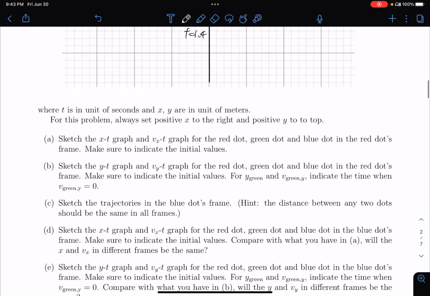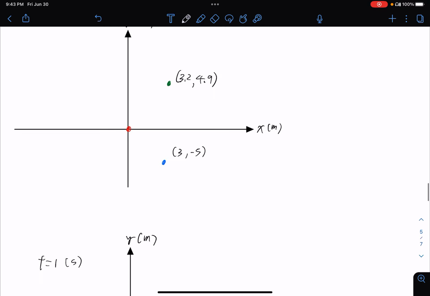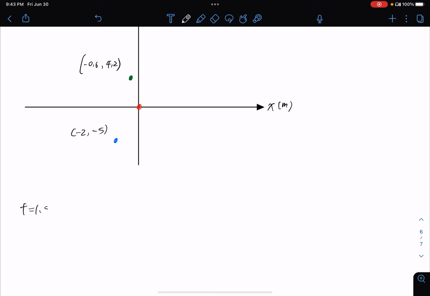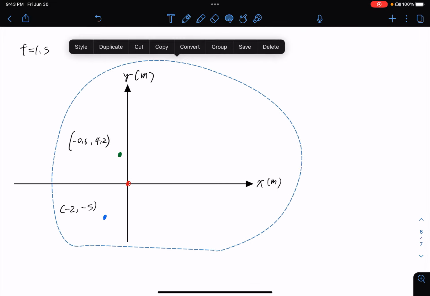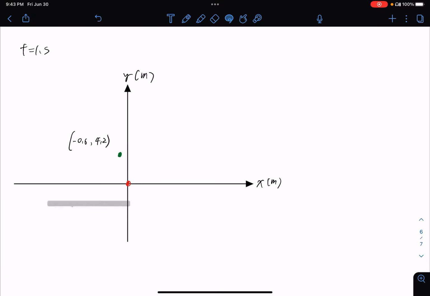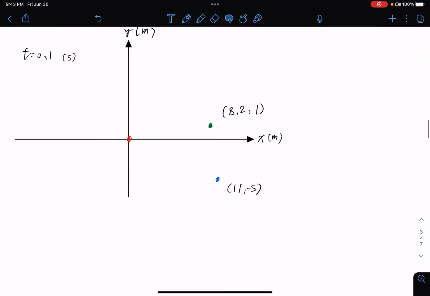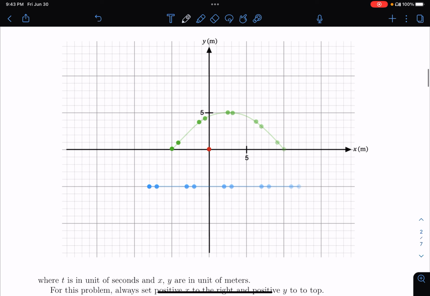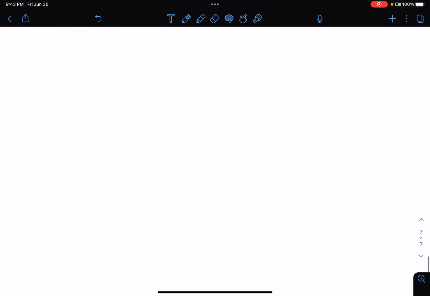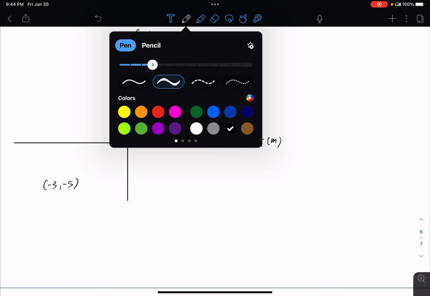Alright, next one is 1.5. So we need to draw out where the dots are when t equals 1.5. The red dot is still at the origin because it is the red dot's frame. The red dot will always be at the origin in the red dot's frame. That's the definition of the red dot's frame. So I want to look at 1.5, which is here and here. Here's -3 and here's -5. So the blue dot moved to -3 and -5. That's where the blue dot is, over here.